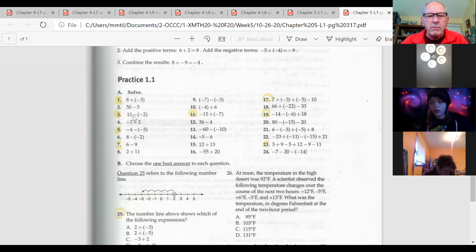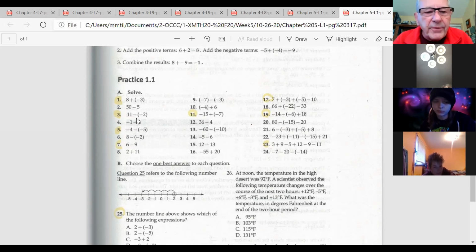Rachel, do you know? What would that one be? 13? Oh yeah, it would be 13. I'm sorry, I was going the wrong way. Yeah, exactly. The negative is a positive, right? So it's 11 plus 2 is 13. Yeah, perfect. How about number 5? Emily, what about number 5?